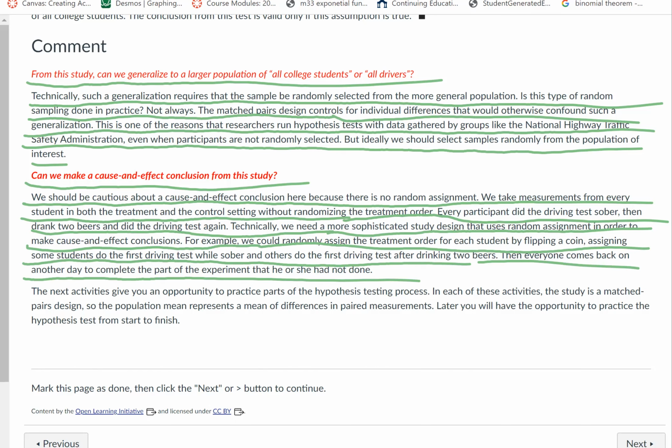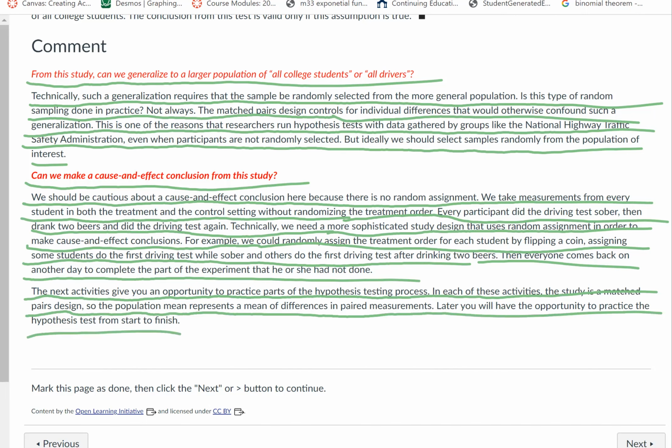The next activities we do give you an opportunity to practice parts of the hypothesis testing process. In each of these activities, the study is a matched pair design, so the population mean represents a mean of differences in paired measurements. Later, you will have the opportunity to practice the hypothesis test from start to finish.